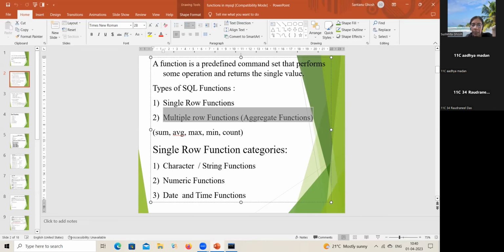Because multiple rows give us one output, and we have done these functions technically last year. Okay, aggregate functions or multiple row functions we had done. You all agree to that? Show me a thumbs up that we had done aggregate functions and you remember.